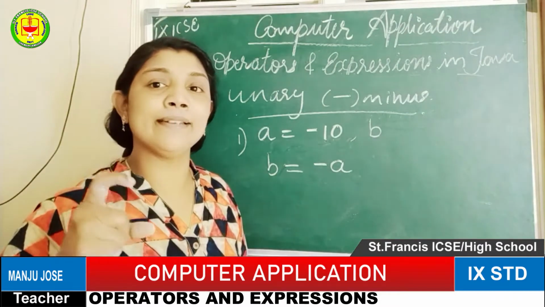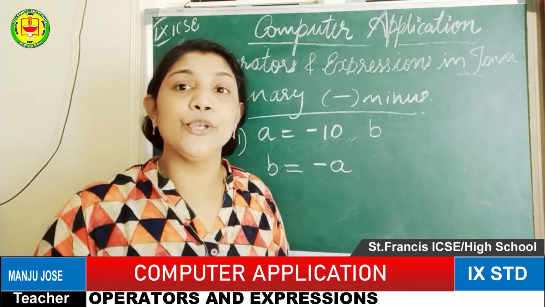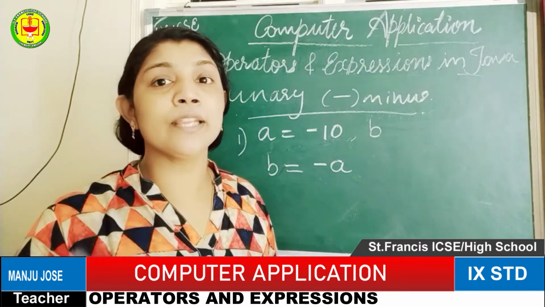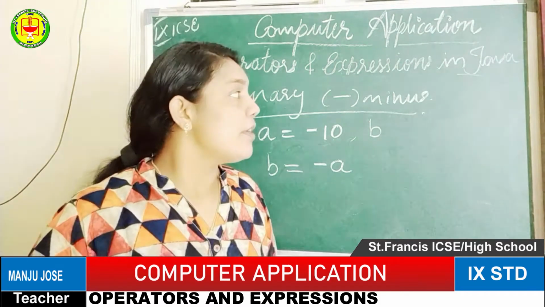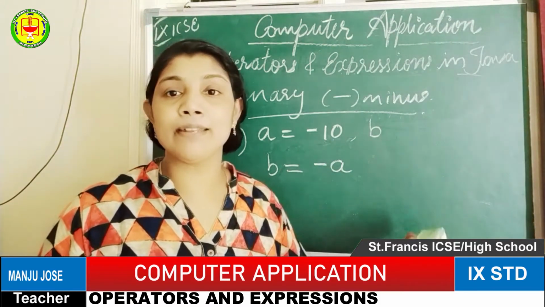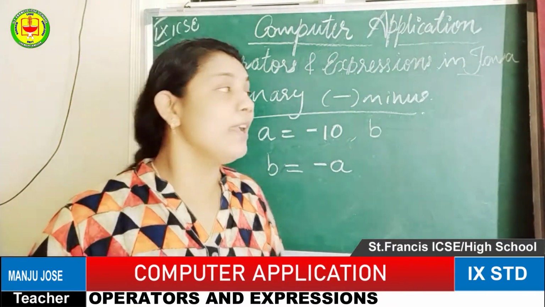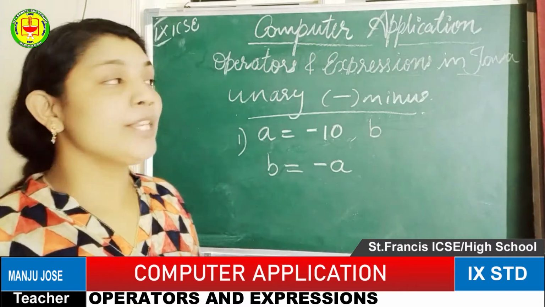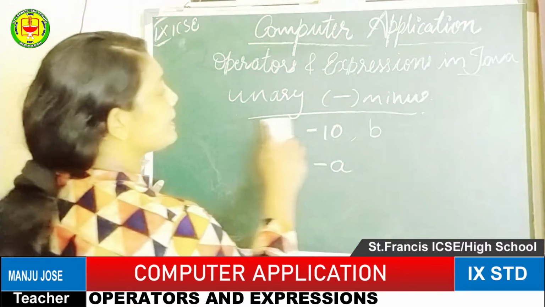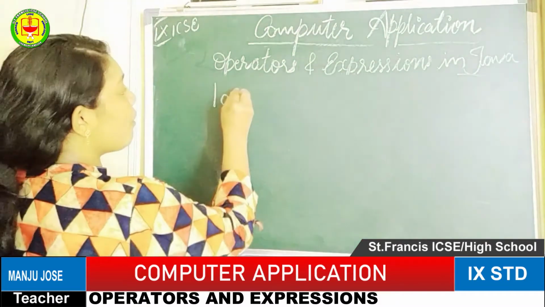So in this case, a single operator we are using with any given variable is called a unary operator. Unary means single. The unary operator has one more division, that is the increment and decrement operator, which will come in the next part. So this is called unary operators. The next operators we are going to use are called logical operators.